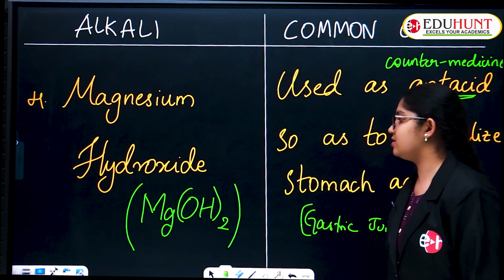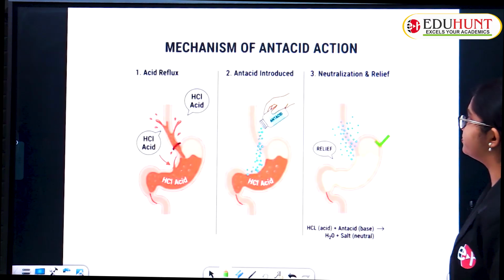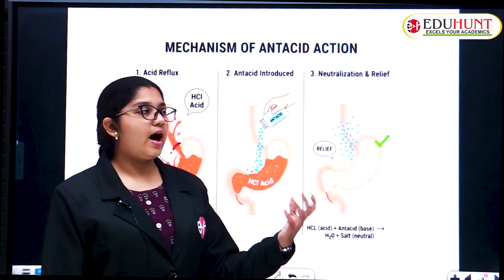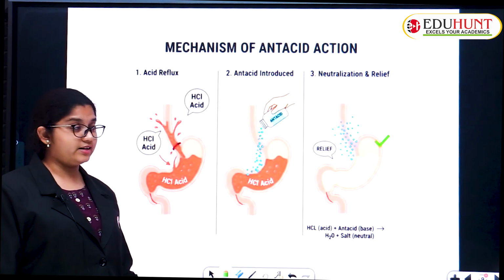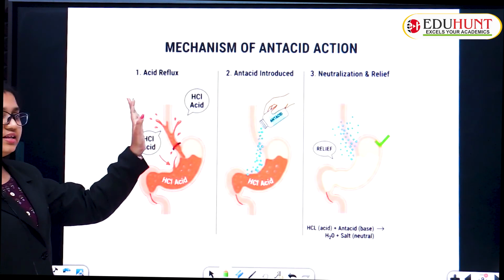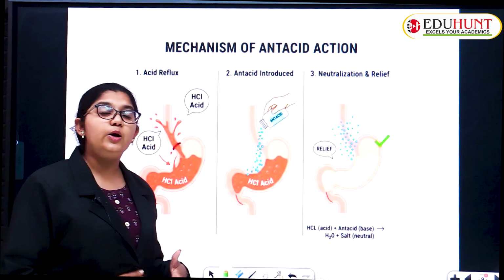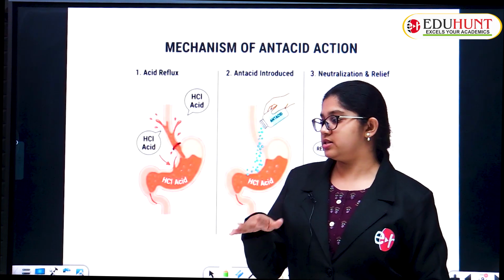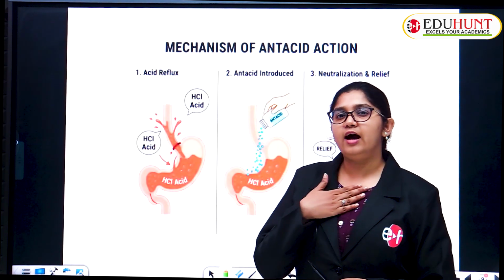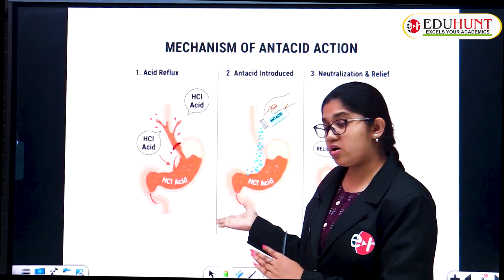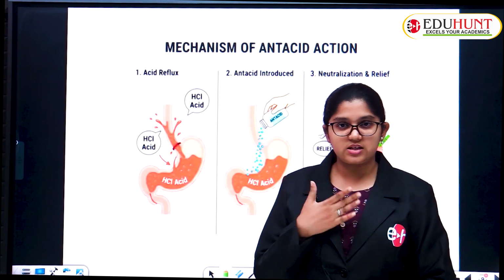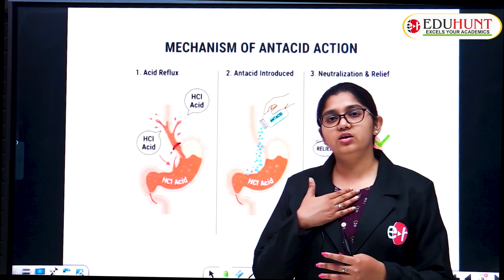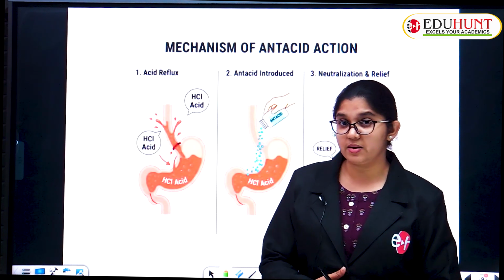Okay, here we go with the picture. Yes, the mechanism of antacid action, how it acts, how the mechanism goes on behind it. We'll see. First, we suffer with acidity, in the sense there is a burning in the stomach. We'll have some sour belching, because acid is sour in taste, right? Sour burps come up to the mouth. So we feel so much irritation in the esophagus and all the stomach area.